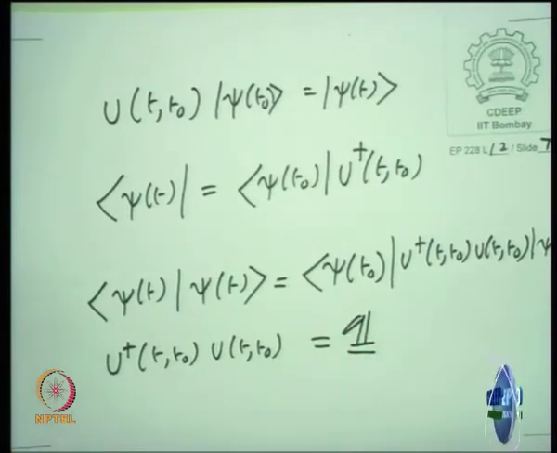Why? Because the Hamiltonian is Hermitian. So e to the minus iHt by h cross into e to the power of plus iHt by h cross. Is that right? This one is e to the plus iH(t minus t naught) by h cross. This will be e to the i, this is the H operator, minus iH(t minus t naught) by h cross.